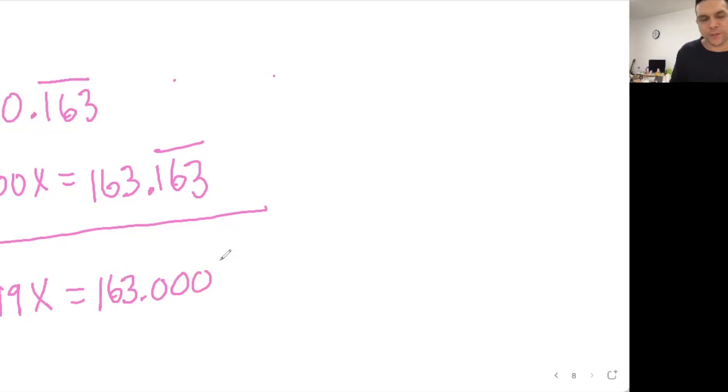These zeros have no effect on the number after the decimal point. And now I'm multiplying by 999, so I'm going to divide by that. And my number becomes 163 divided by 999. So x equals 163/999.